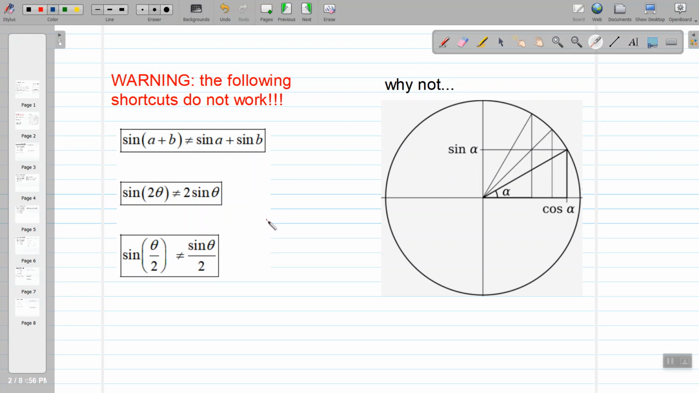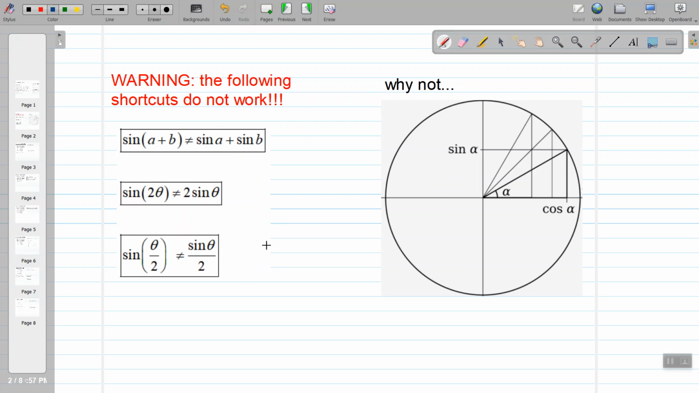And again, the reason is I'm not trying to forbid you from doing something just because I want you to practice a formula, but rather, if you do these, you actually get the wrong answer. So it's not like you have a choice here. Okay, so this one is probably the easiest to show you why it doesn't work.